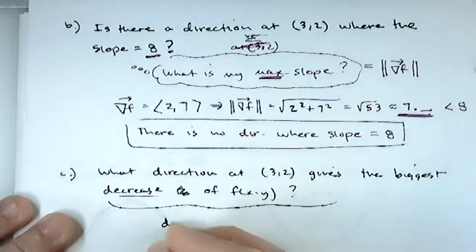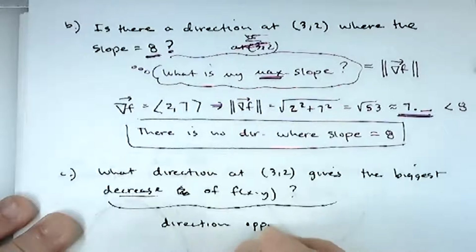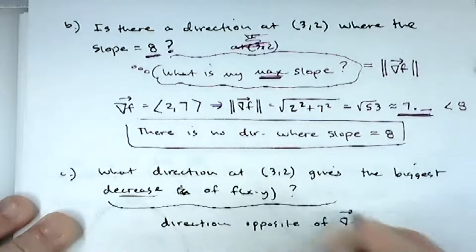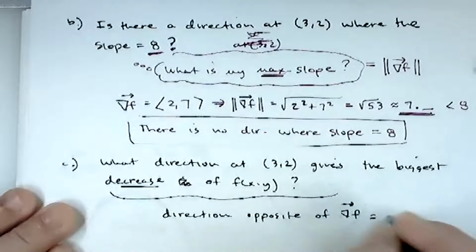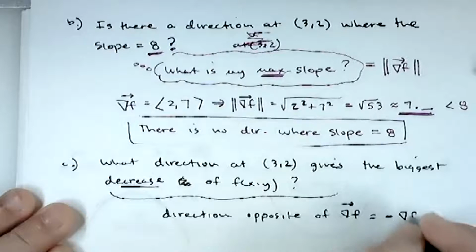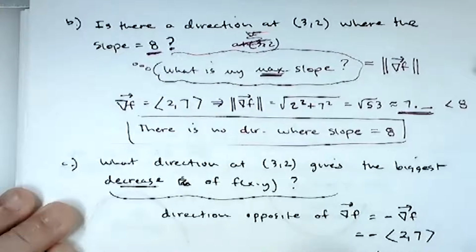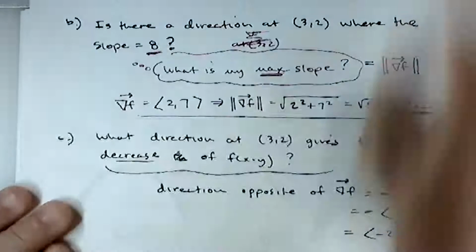So the answer is the direction opposite of my gradient vector, which would just be equal to the negative of my gradient vector, which, we already worked that out, is 2, 7. So that would be -2, -7.